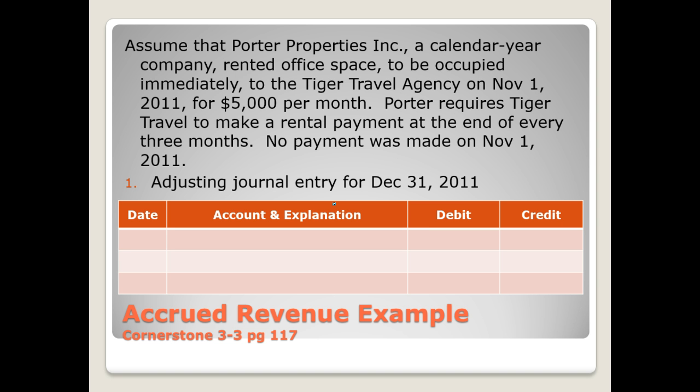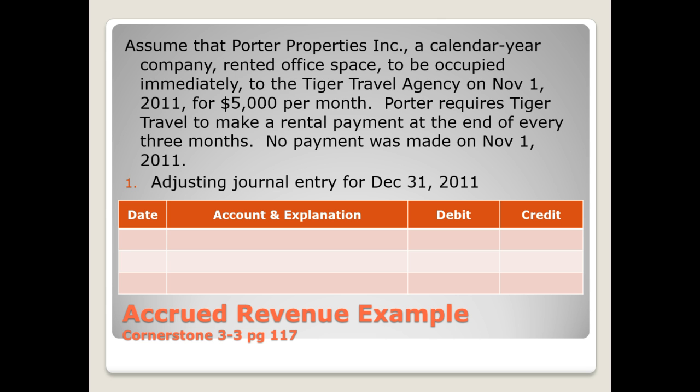Porter Properties rents office space. It rented office space to a client, Tiger Travel Agency, on November 1st, 2011, and the rent was $5,000 per month. However, Porter requires Tiger Travel to make a rental payment at the end of every 3 months, and does not require them to make a payment at the beginning. This means that Tiger Travel is not going to pay anything until the end of those 3 months: November, December, January. So Tiger Travel is not going to pay any cash until the end of January.